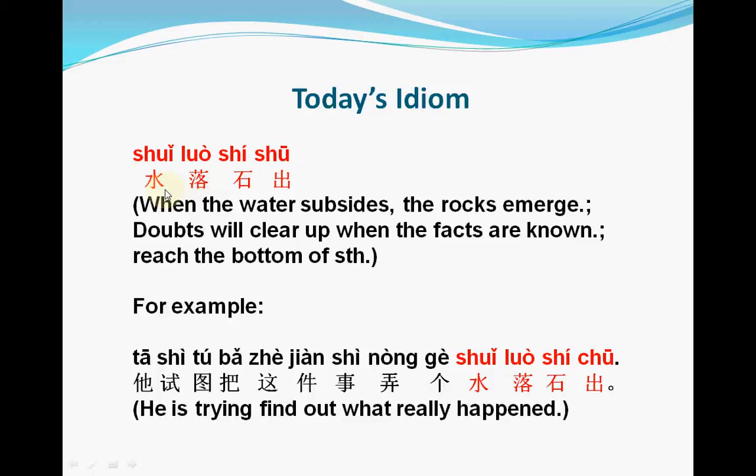Okay, today's idiom is 水落石出. Literally, 水 means water, 落 means drop, go down, 石 means stone, rock, 出 means come out, emerge. For example, 他试图把这件事弄个水落石出。他 means he. 试图 is trying. This sentence is a 把 pattern sentence, okay? 这件事, 这 this, 件事 means this thing. 弄个 means figure out. 水落石出 means what really happened.